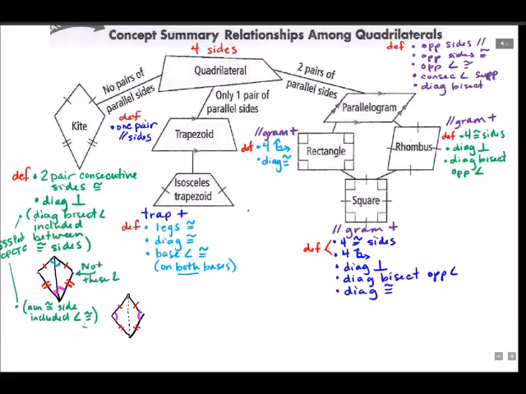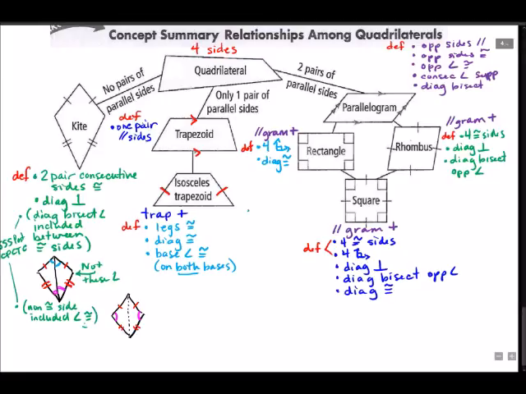All right, let's finish up our quadrilateral classification chart here. Let's start here in the middle. If you have 4 sides and 1 pair of parallel sides, you have a trapezoid. That's the definition of a trapezoid. And then if we add congruent legs, we have an isosceles trapezoid. So an isosceles trapezoid definition is trapezoid plus a pair of congruent legs.